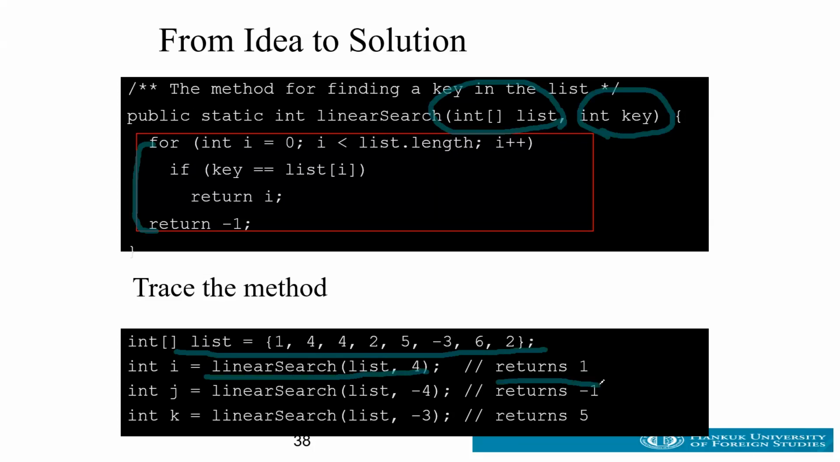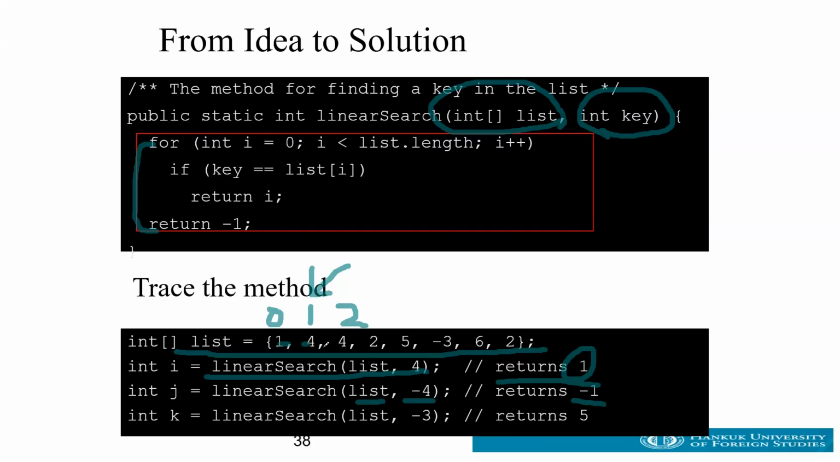It returns 1, right? This is 0, this is 1, this is 2. Why not 2? Why does it return 1? Because it will find the first one, not the last one, not the second one, not the third one. The first time it finds the key, it gives the index. How about if I want to find -4? It returns -1. It means we don't have -4 in the list.